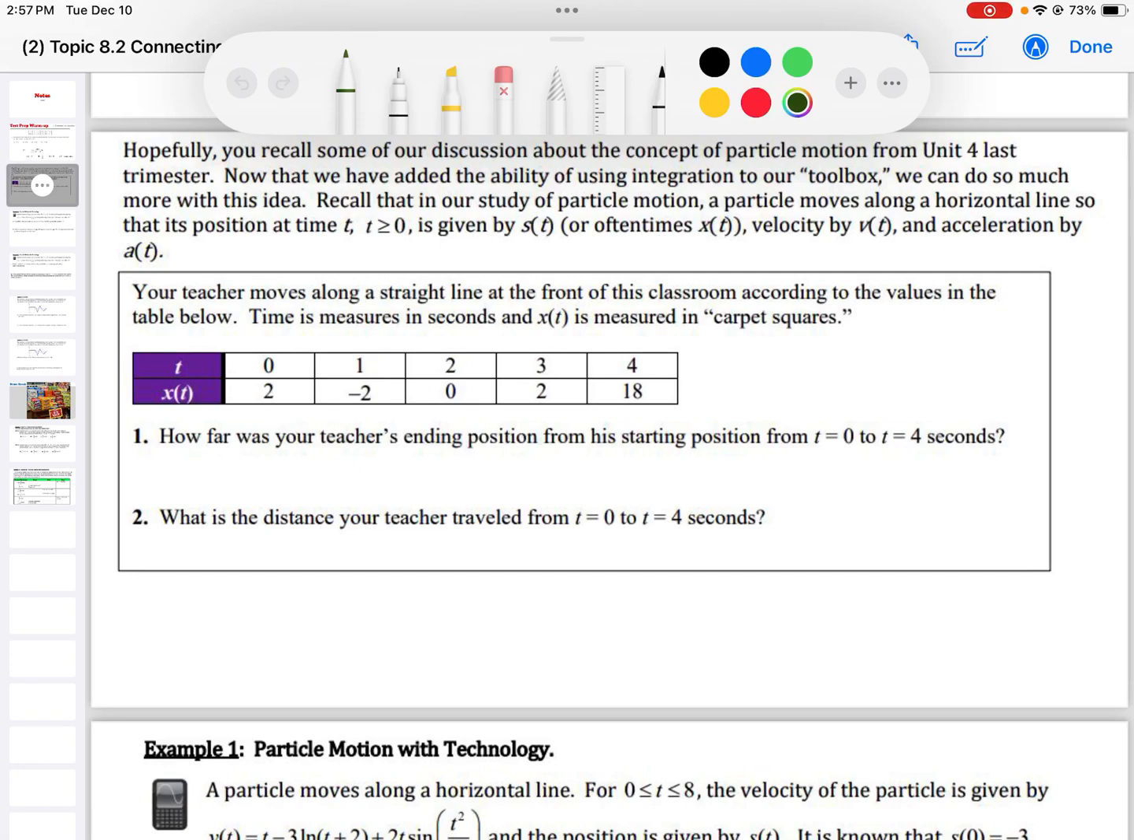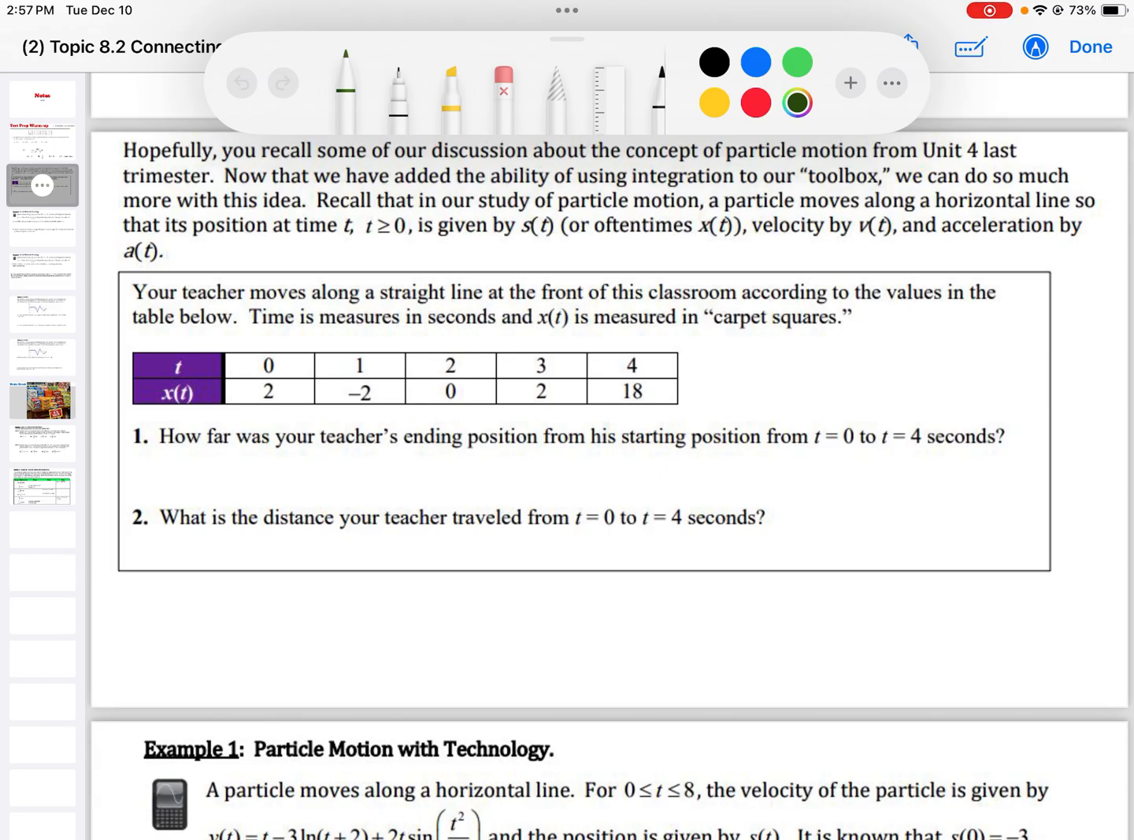All right, in this video, we're going to be connecting position, velocity, and acceleration. So kind of something we've already done before, but now we're going to tie these ideas together with integration. So hopefully you recall some of the stuff we did back with particle motion in Unit 4, but that's before we knew integration. And now that we know integration, we can add some more stuff to this idea.